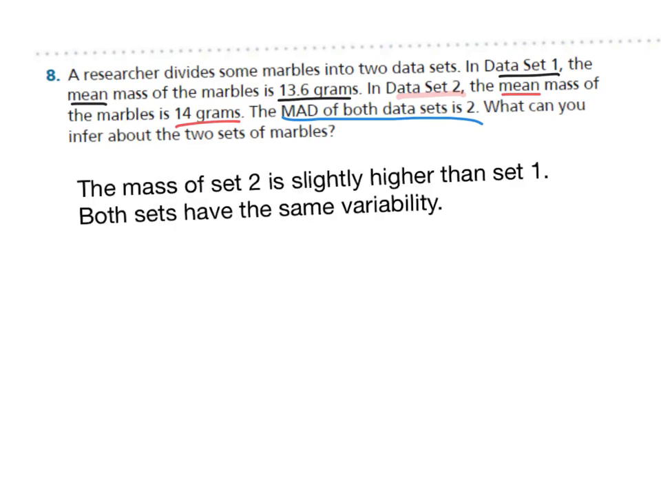So a couple quick statements we could say. We could say that the mass of set 2 is slightly higher than set 1. We could also say that both sets have the same variability. Since the mean absolute deviation is the same, the deviation from that mean is equal for both sets of marbles.